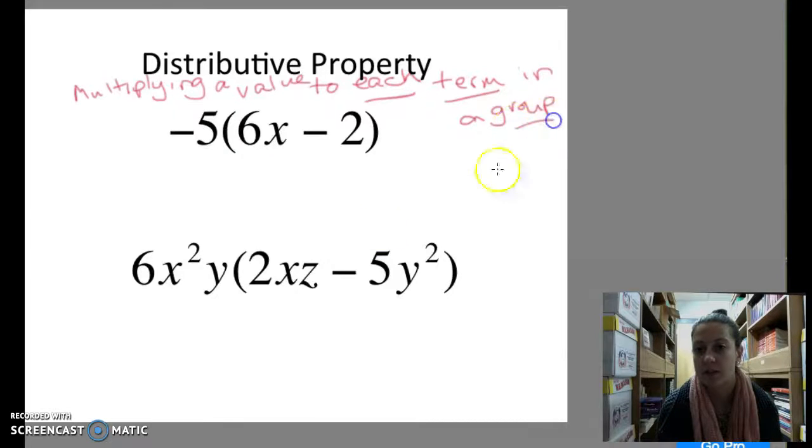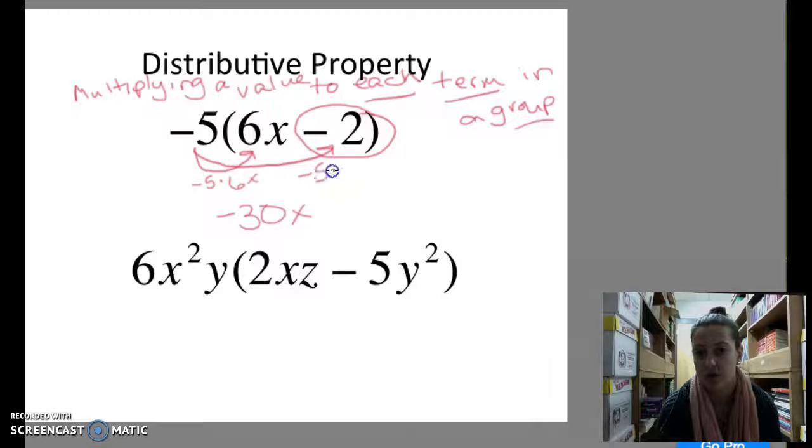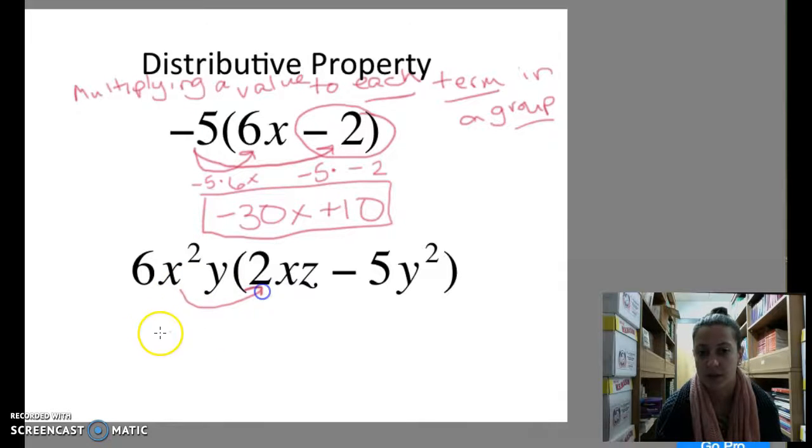Now, I always want you to use PEMDAS first, so I always want you to simplify first if you can. Here we can't because they're not like terms. So we're going to take this -5, and I want you to show this. -5 times 6x is -30x. -5 times -2. Do you see how I'm drawing the arrows as I'm doing it? I'm not just drawing the arrows to say I did it. -5 times -2 is +10. Done. Easy peasy.